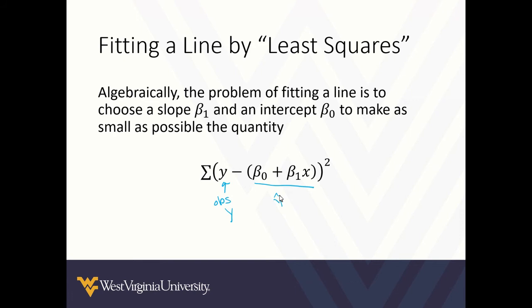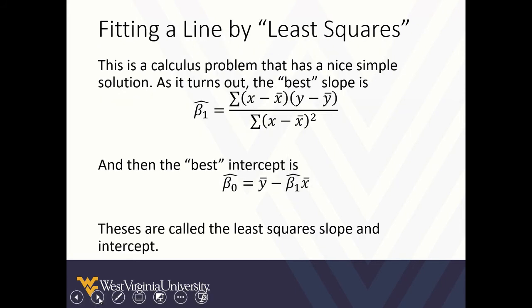and quantity squared. This may seem familiar to you as when we discussed our sum of squares error, where it was actual minus predicted. That's the same case here. We are trying to limit the difference between what is actual and what is predicted. So this is a nice calculus problem that has a very simple solution.